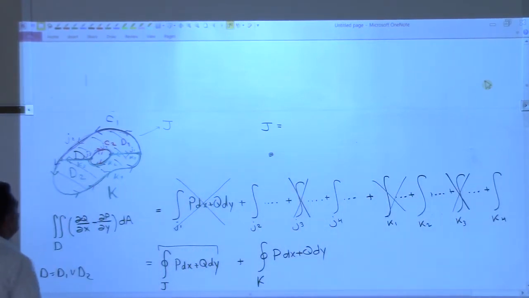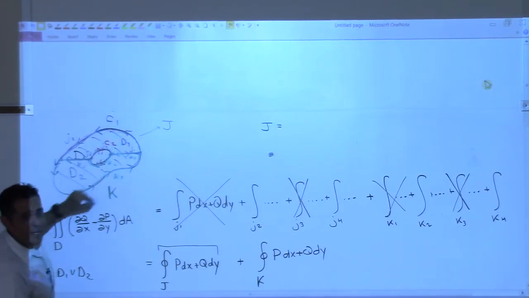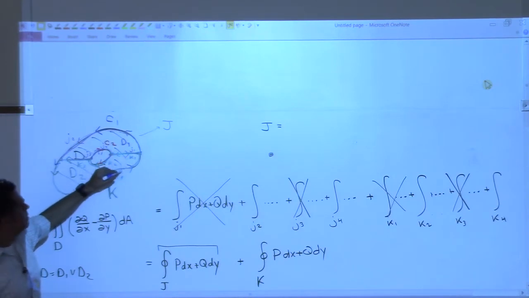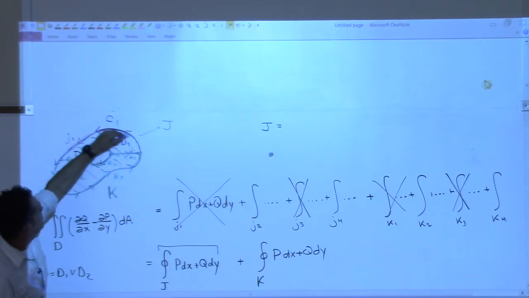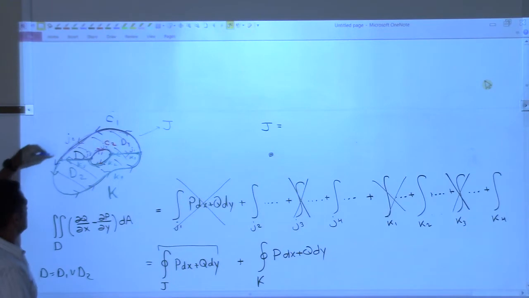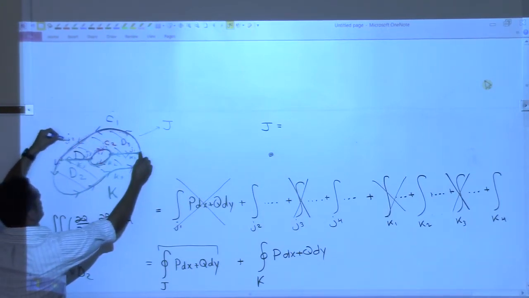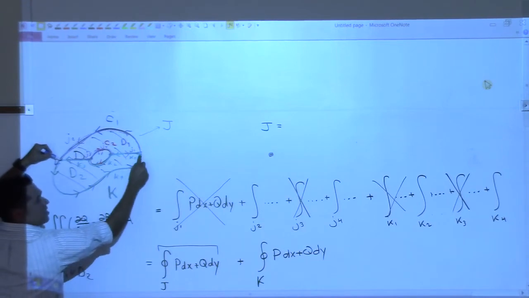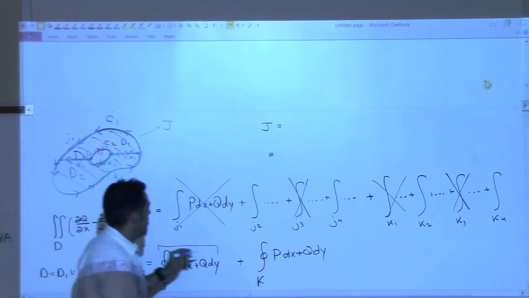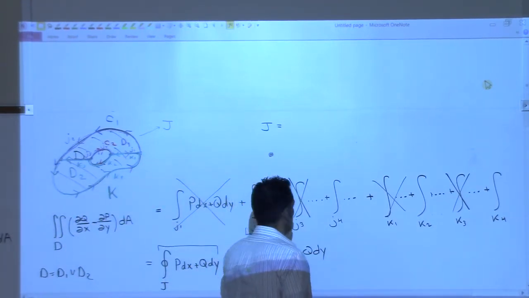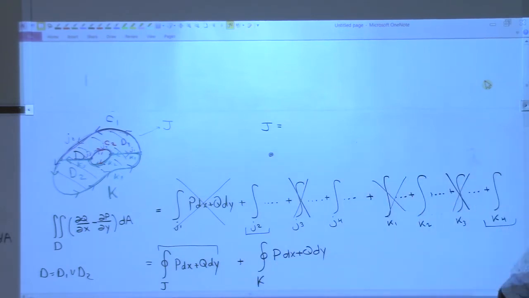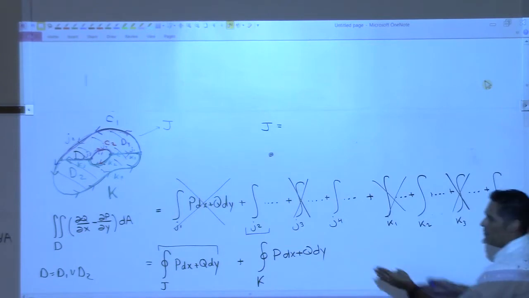Can anybody tell me, in terms of J and K, what C1 is? K4 plus J2. So C1 is this outer one, right? From here to here, that's J2, and then from here to here, which is K4. So J2 and K4 are really just C1. Yes? So I'm going to continue next line.